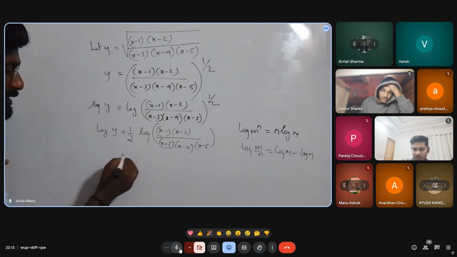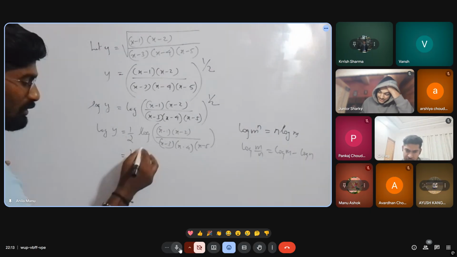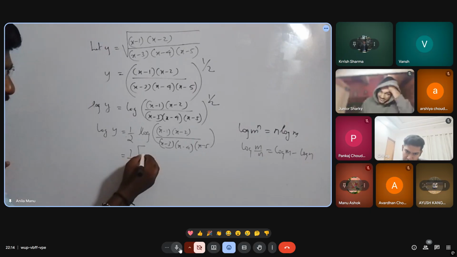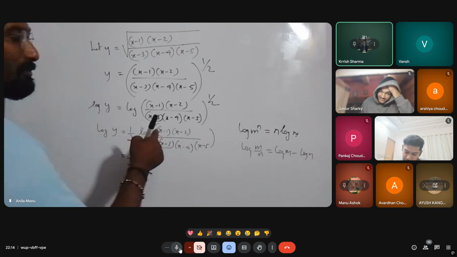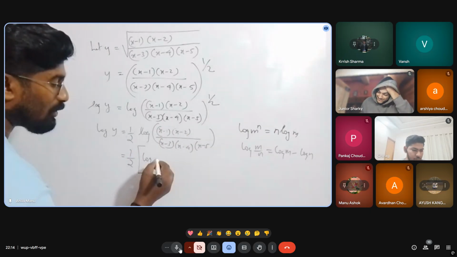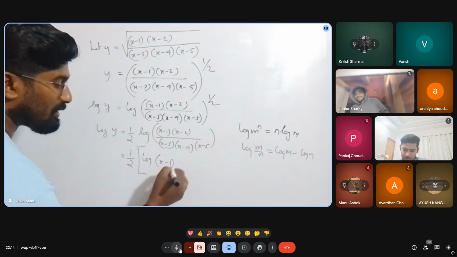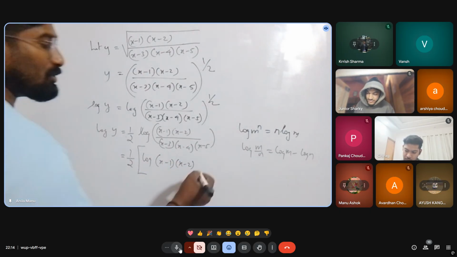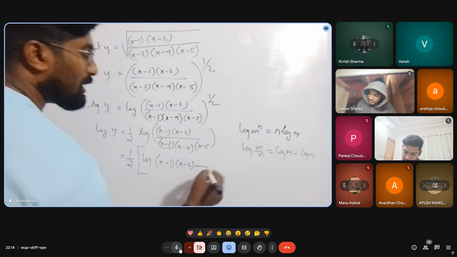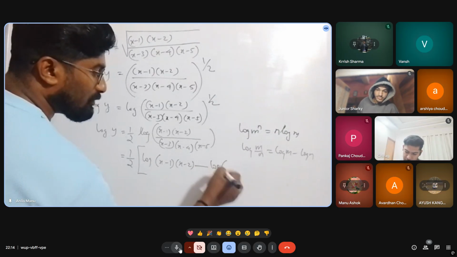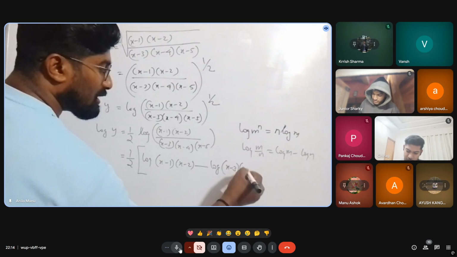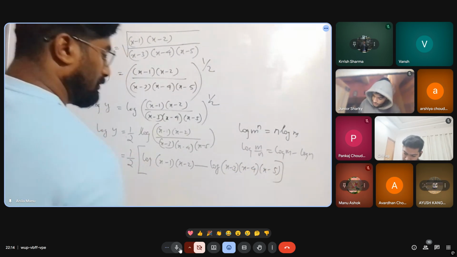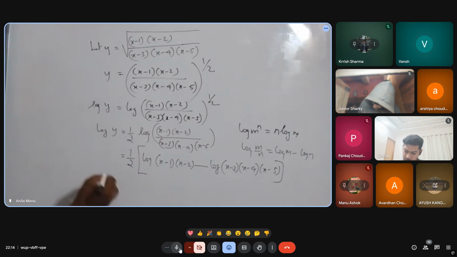Apply the property. So 1 by 2 is common for everything, so you take that outside into log m minus log n. So log m, instead of m means numerator, so x minus 1 into x minus 2, minus log n, that is log of x minus 3 into x minus 4 into x minus 5. Okay.